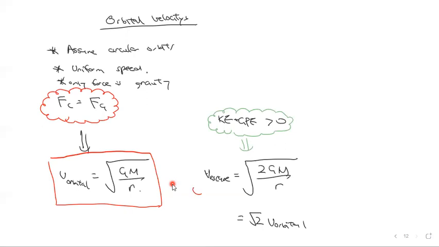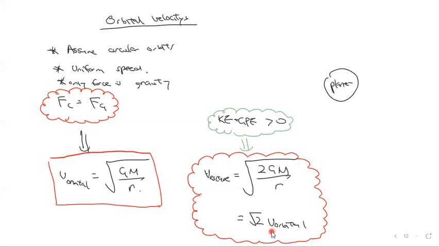Which of course means that the escape velocity is larger than the orbital velocity. And that makes sense because, if you think about it, if you're in orbit around a planet, if here's your planet and you're going in an orbit around it, then you haven't escaped the gravitational field. You're not falling onto the planet, you're going around it, true, but you haven't escaped.